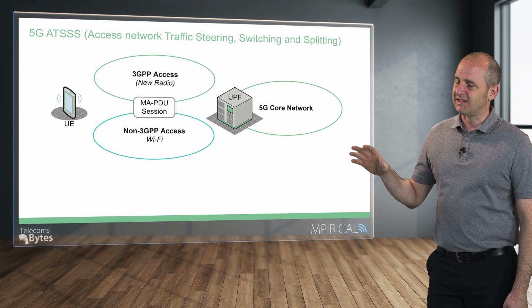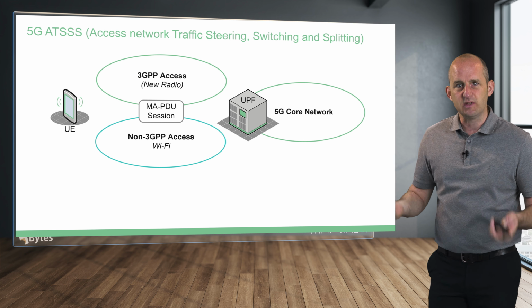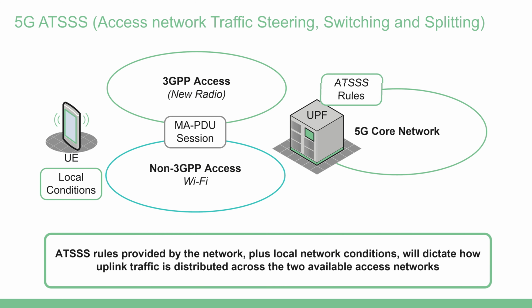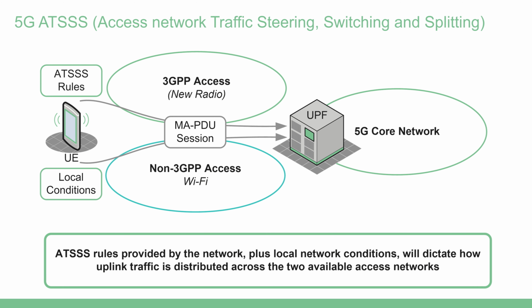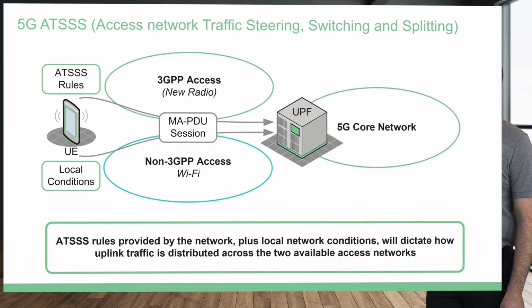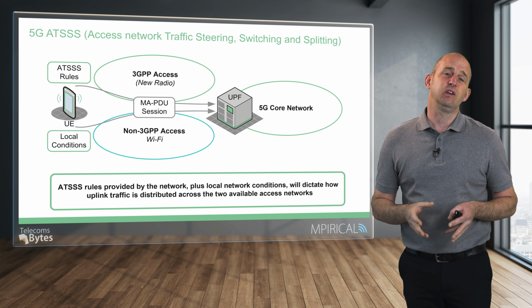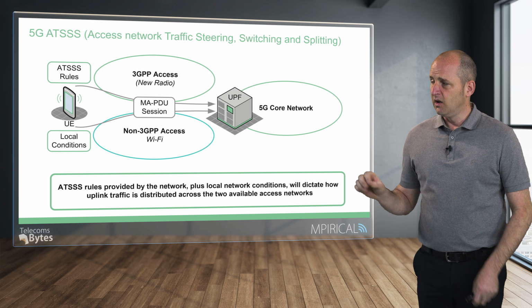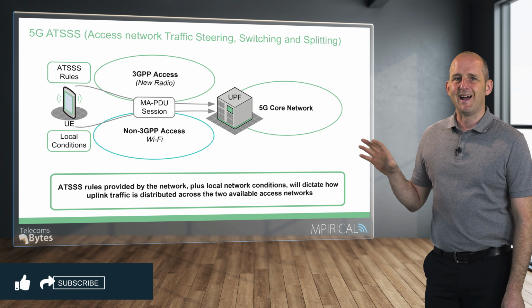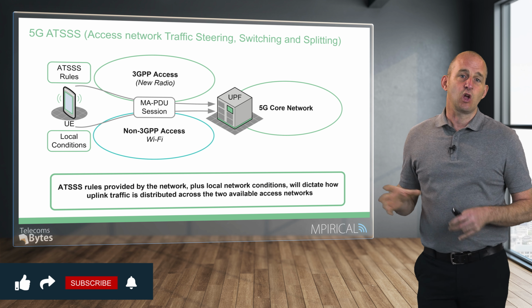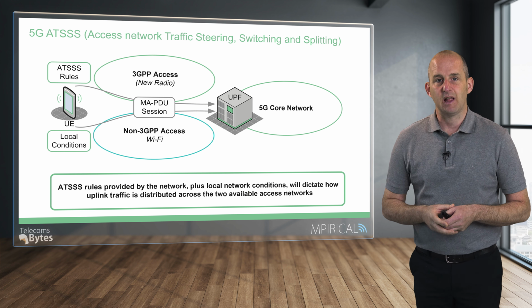What we need to understand is, well, how should we split the traffic, or how should we steer the traffic and such like? Well, you can see that for the uplink, we can use what are known as ATSSS rules, which are provided by the network. So a combination of ATSSS rules, but also we've got to factor in local network conditions. They can be used to dictate how that uplink traffic is actually distributed across the two available access networks that we have.